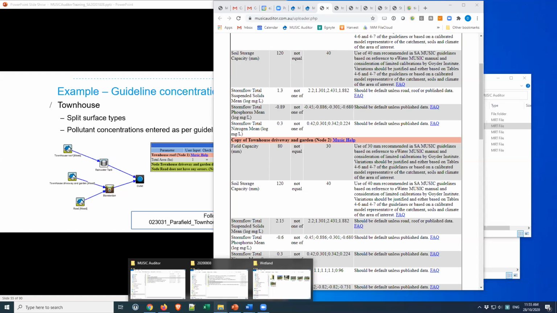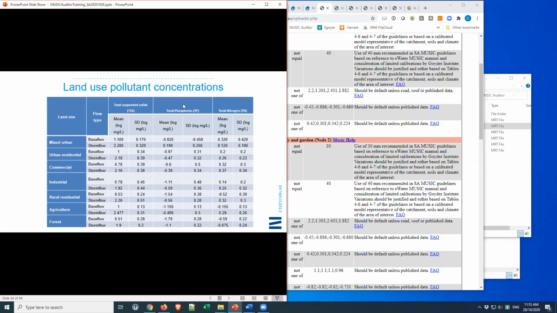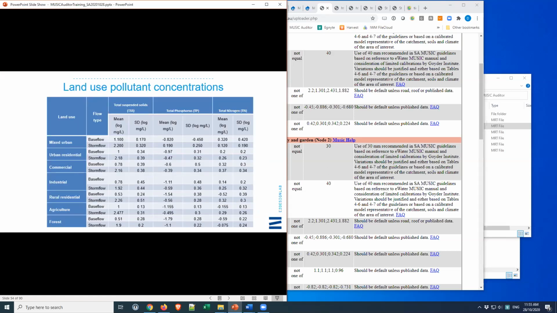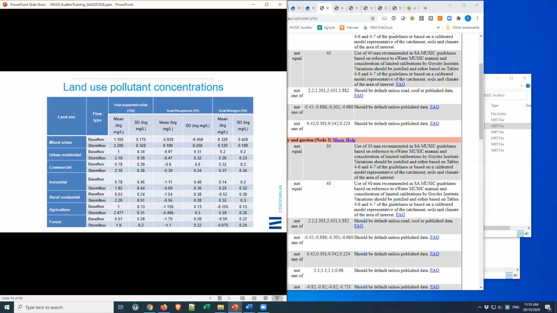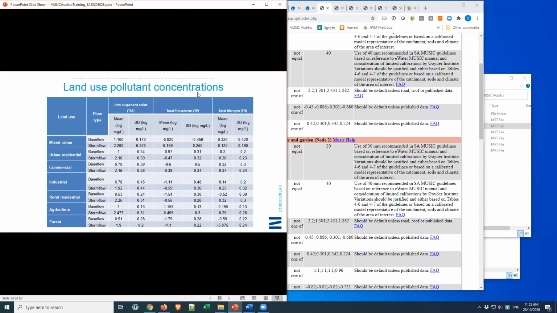Yep. Yeah, okay, yep. So essentially the answer is yes. What we've got is these two tables of pollutant concentrations are now the recommended concentrations to use within South Australia. It is open that you can use the default mixed urban that's in MUSIC, which is just basically what it will come up with, or you can put in either the surface type pollutant concentrations or the land use type pollutant concentrations. So these are what we are recommending for use across South Australia now.